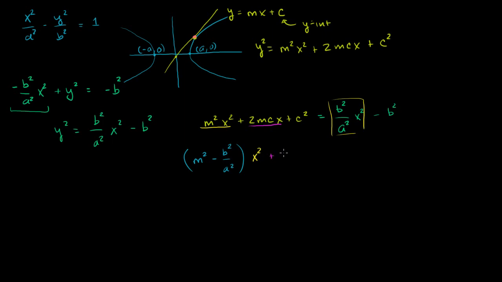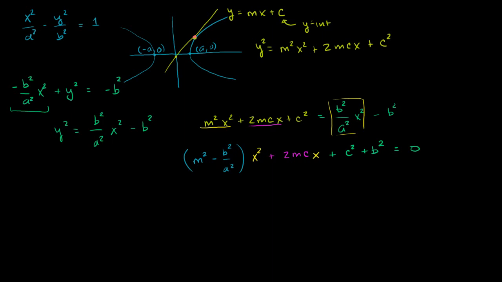So plus 2mcx. And then finally, we have a c squared, and then we're actually going to have another b squared over there. So this is going to be plus c squared plus b squared. Now, in order for this equation to only have one solution, this is going to be equal to 0.